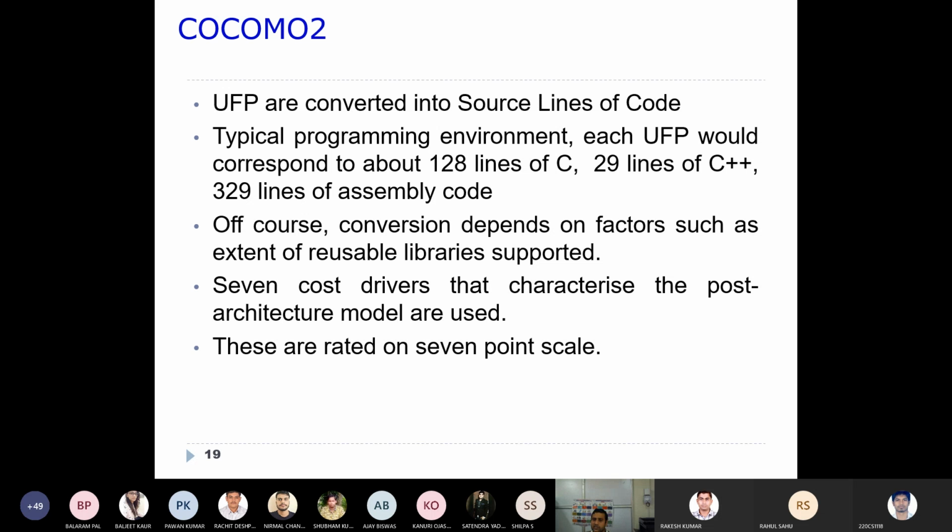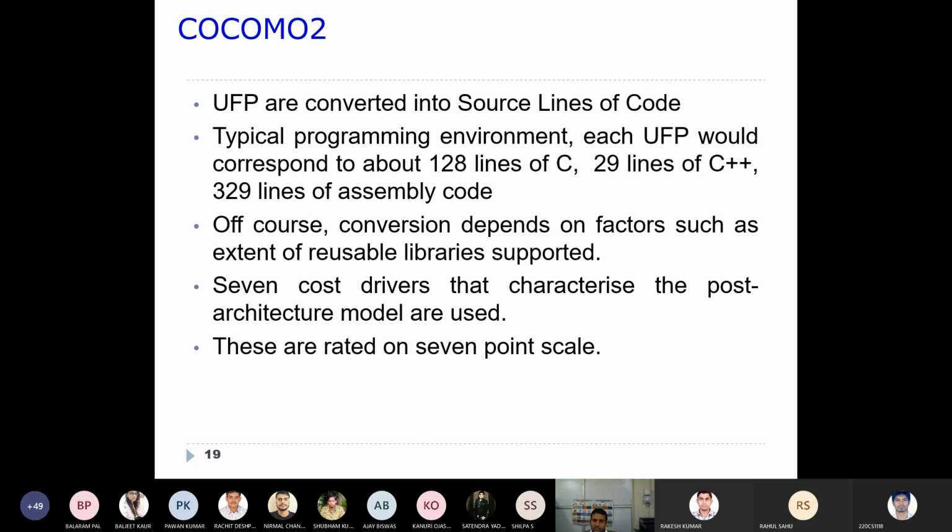So how are you going to convert this UFP into source lines of code? If you have one UFP point and you are using the C programming language, usually you get 128 lines. If you are using C++, then one UFP point is equivalent to 20 lines of C++. And if it is assembly code, then one UFP point is equivalent to 329 lines of assembly code.